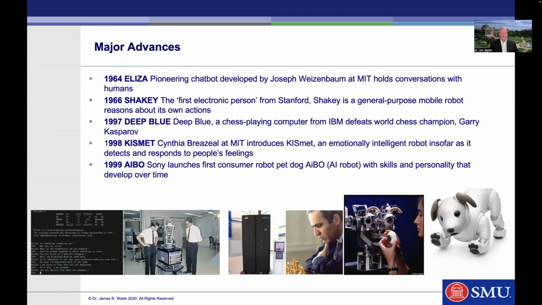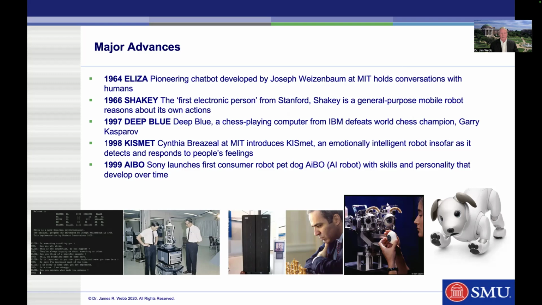So here's some more major advances. Here's what ELIZA looked like, in the lower left-hand corner. That was the chatbot. It was pretty simple. It's not as complex as the ones that you see today. But you could ask it a question, and it would have a general conversation back and forth. Pretty rudimentary, though. 1966, Shakey. Those two gentlemen in the white shirts and skinny black ties were watching the first electronic person, a general purpose mobile robot.